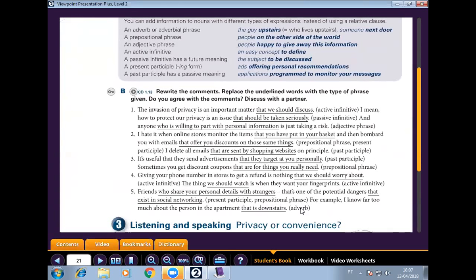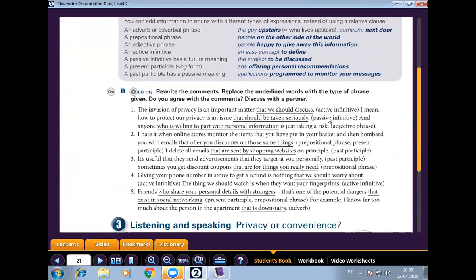Prepositional, adverb. Take a look at the adverb. "That" is not an adverb. "Is" is not an adverb. "Downstairs" is an adverb of place. So I know far too much about the person in the apartment downstairs. Eliminate. You just have to pay attention to whether it is an adverb or a preposition. Adverbial, prepositional and adjective phrases are easy. Remember, active infinitive is the one that starts with "to." Passive infinitive is the one that starts with "to be." Present participle, we use the -ing. Past participle, we use the past participle of the verb.